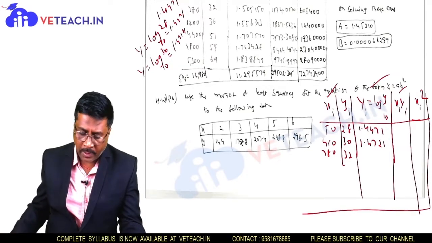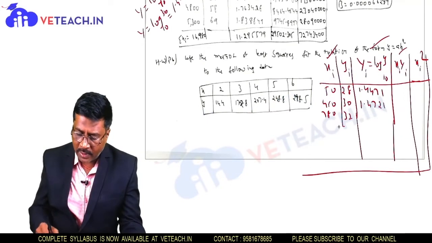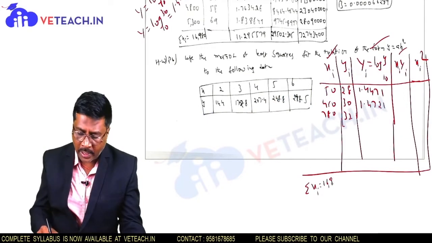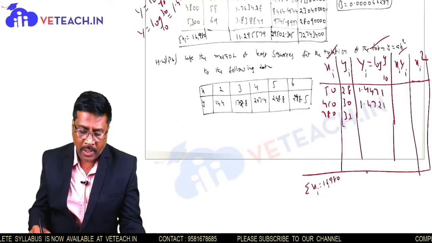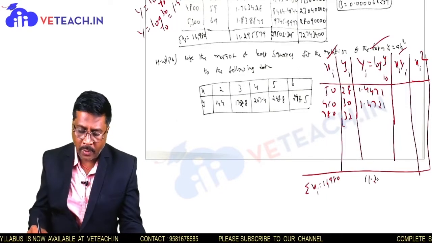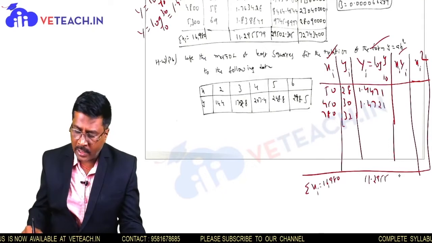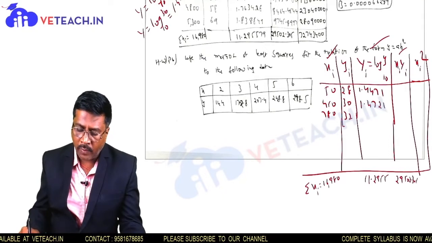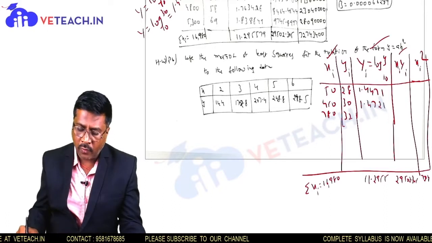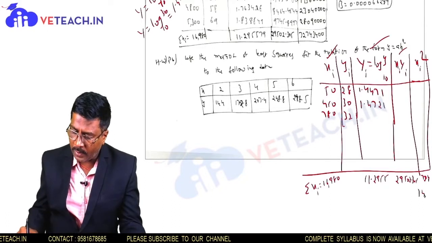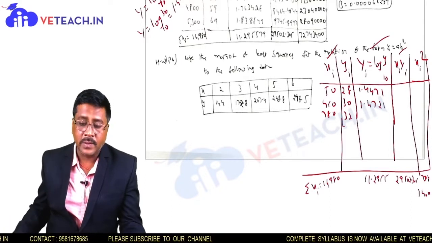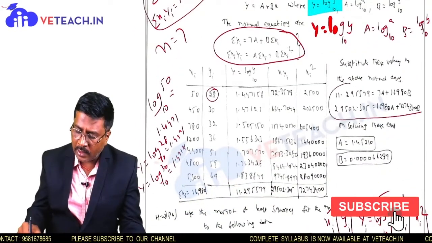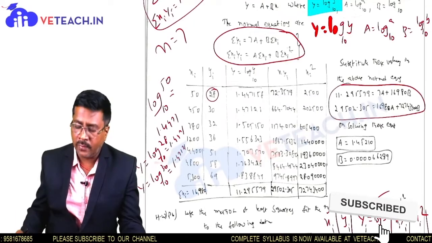Whatever values are obtained here, sigma of xi is equal to 16,980, and the capital Yi sum is 11.2955, and xi into Yi is 29,502.305, and the xi square sum is 7274 3400. Now all these values are to be substituted in the given equations, that is, the normal equations.